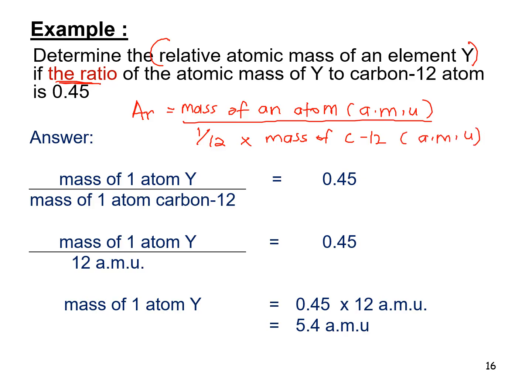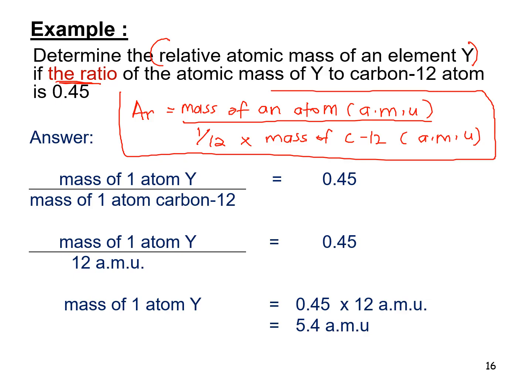Okay, soalan dia nak relative atomic mass of element Y. So this is the full formula for relative atomic mass. Okay. Tapi kat sini dia bagi kamu hint. Hint dia bagi tahu ratio of the atomic mass Y to carbon 12 atom adalah 0.45. So you gunakanlah that clue. So step pertama, you use that clue, you build the ratio first.